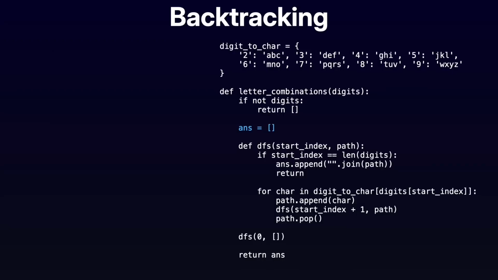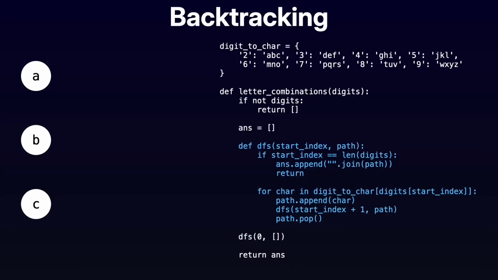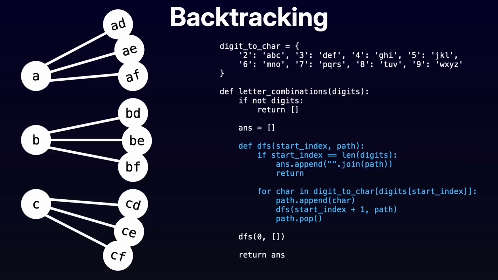If the start index reaches the length of the digits, the current path is a complete combination, so it's joined into a string and added to ANS. For each digit, the function iterates over its possible letters, retrieved from a digit-to-char dictionary, adds each letter to path, and calls DFS recursively for the next digit.